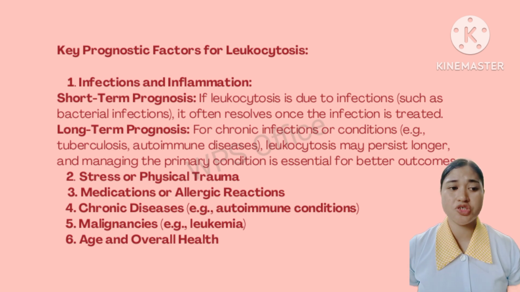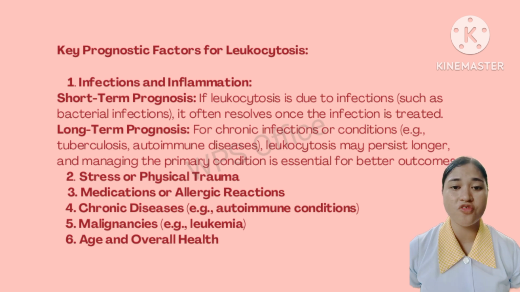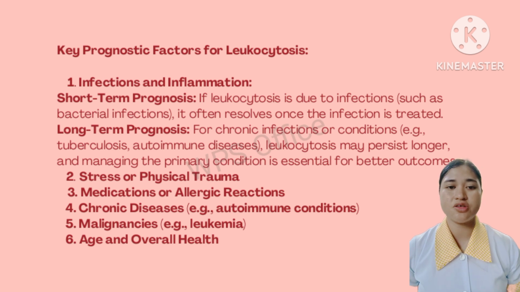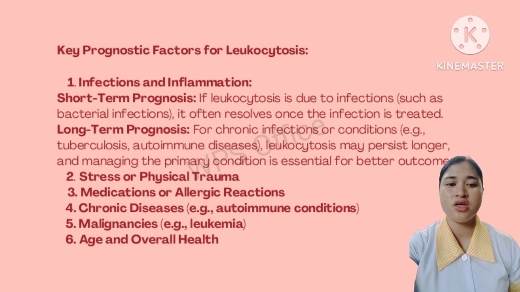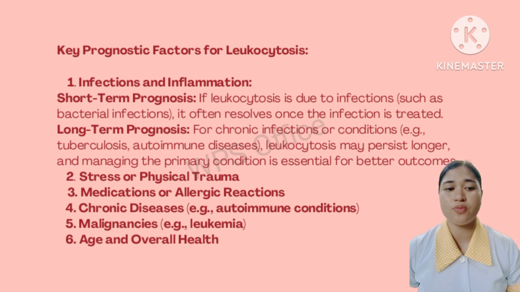The second one is the stress or physical trauma. In leukocytosis in response to physical or emotional stress typically resolve once the stressor is removed or the body recovers from trauma. Number 3 is the medications or allergic reactions. Medication-induced leukocytosis is reversible once the medication is adjusted or discontinued, provided there is no lasting damage to the immune system. And number 4 is the chronic diseases, example, autoimmune conditions.